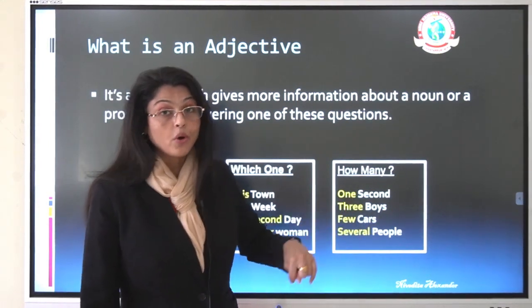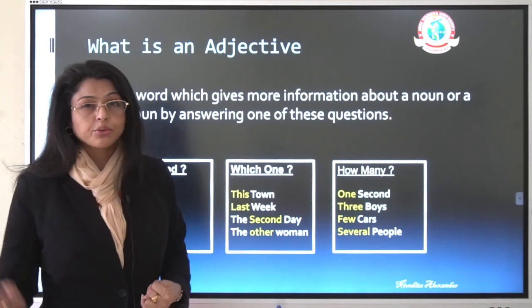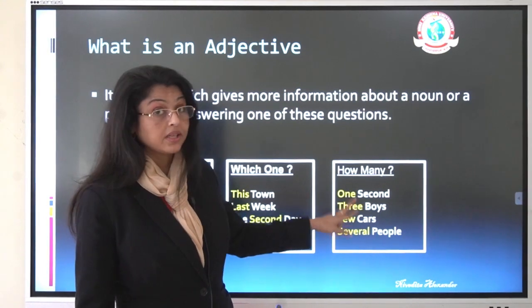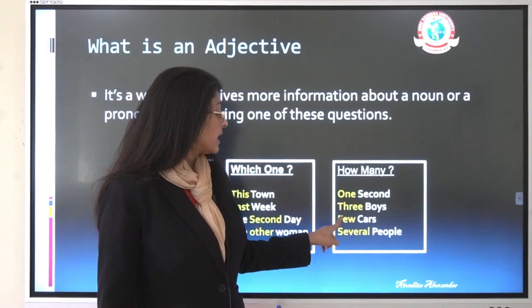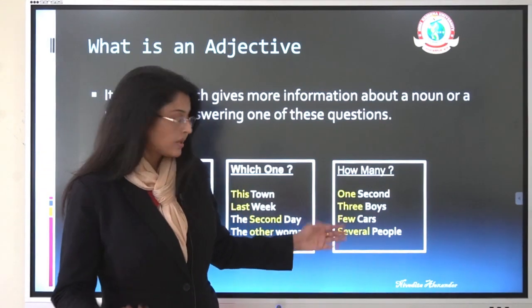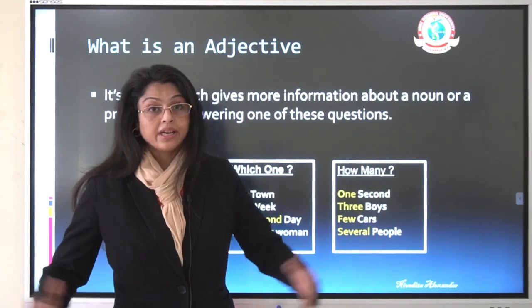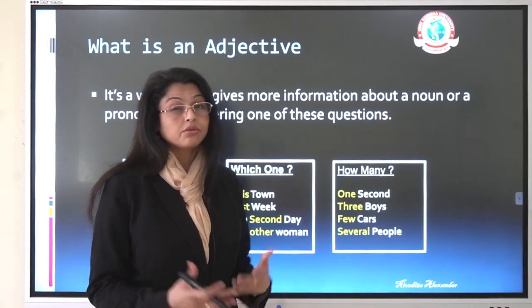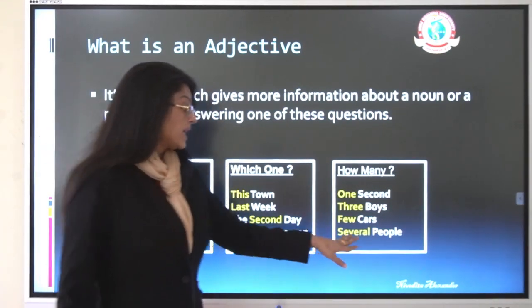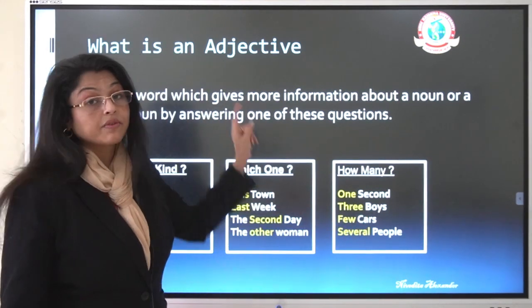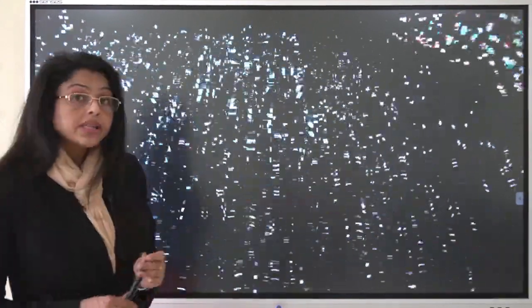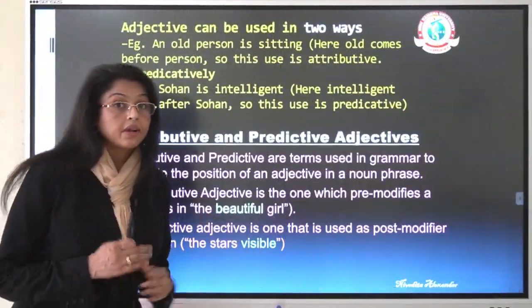3 boys, 2 boys, 2 sparrows, 3 sparrows. So this word 3 is an adjective of number. Few is an uncountable number: when you cannot count anything, you can say few cars. Like several people in a mob. When you cannot count or you don't want to count, then you say several people, many people. These kinds of words, which give more information about a noun or a pronoun, are called adjectives.